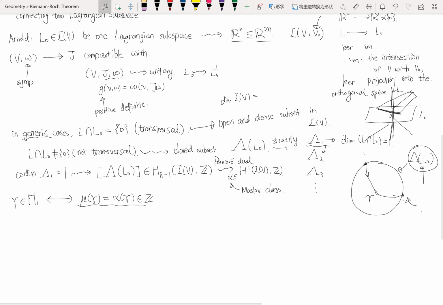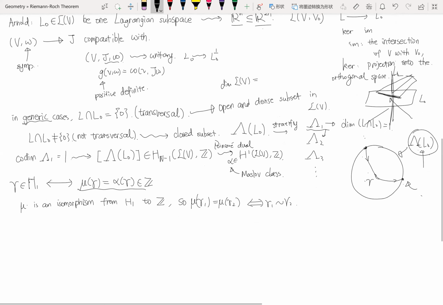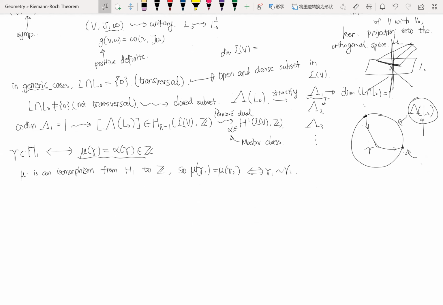And it turns out that mu is an isomorphism from H1 to Z. So gamma 1 and gamma 2 have the same Maslov index if and only if they are homotopic to each other. So this is the original definition of the Maslov index that Arnold uses.